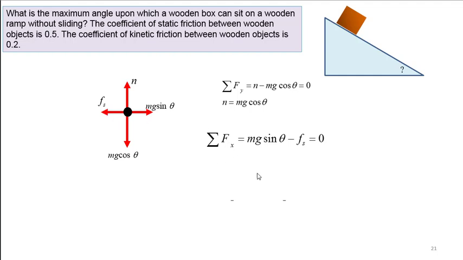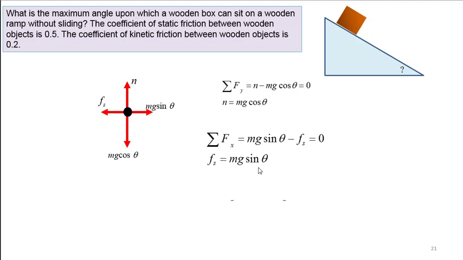The net force in the x direction also has to be equal to 0 because we're not going to accelerate in the x direction. I want this block to stay where it is. I don't want it to accelerate downwards. I don't want it to accelerate upwards. I want it to stay stationary, so I want my net force in the x direction to be equal to 0. That lets me say that my force of static friction is equal to m times g sine theta.